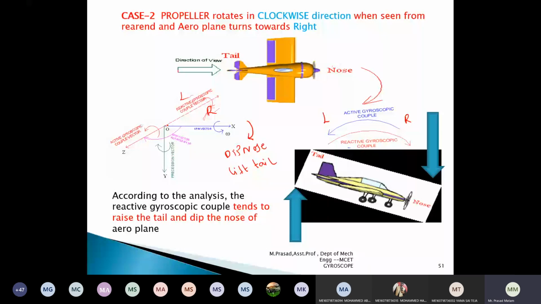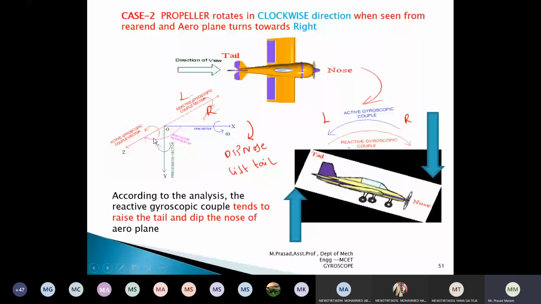When it is taking a left turn, the pressure vector is always in the positive y-axis. When it is taking a right turn, the pressure vector is always in the negative y-axis. Now, where are we getting the active couple? Rotate the spin vector by 90 degrees. In the negative y-axis, we are getting the active couple here.